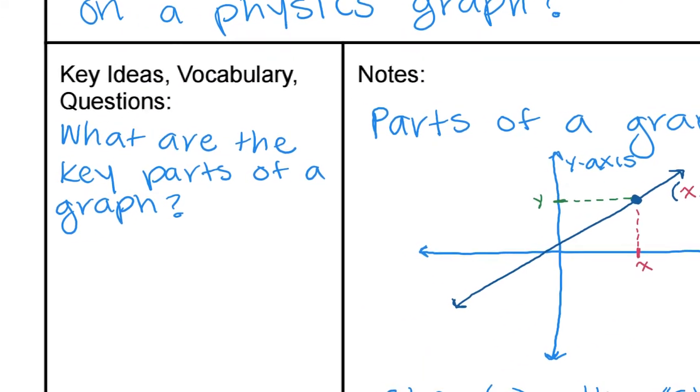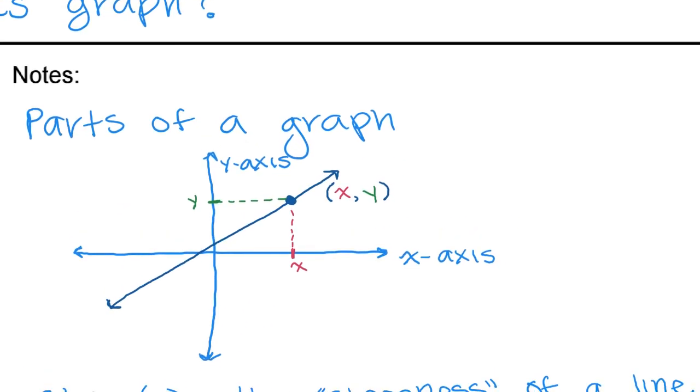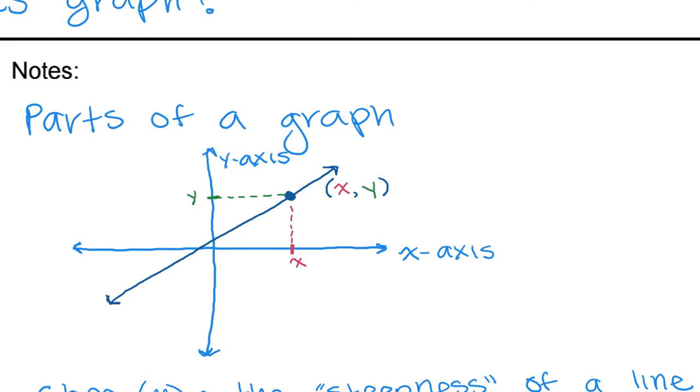What are the key parts of a graph? Well, this should be a little bit of review, but let's go over the parts of a graph. So we've got two axes on a graph. We've got the x-axis, which is right here. And we've got the y-axis, which is going vertically. And I always struggle to draw nice and straight vertical lines. But so we've got the y-axis, again, is the vertical line. And we've got the x-axis, which is the horizontal line.